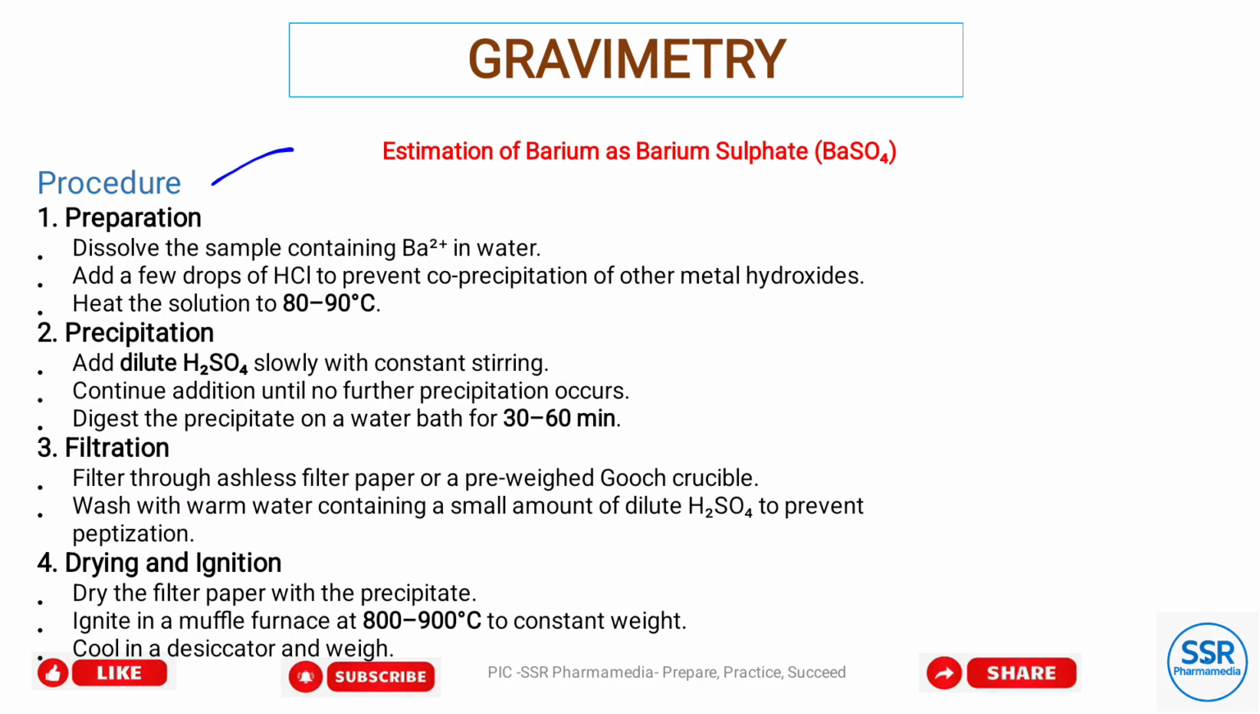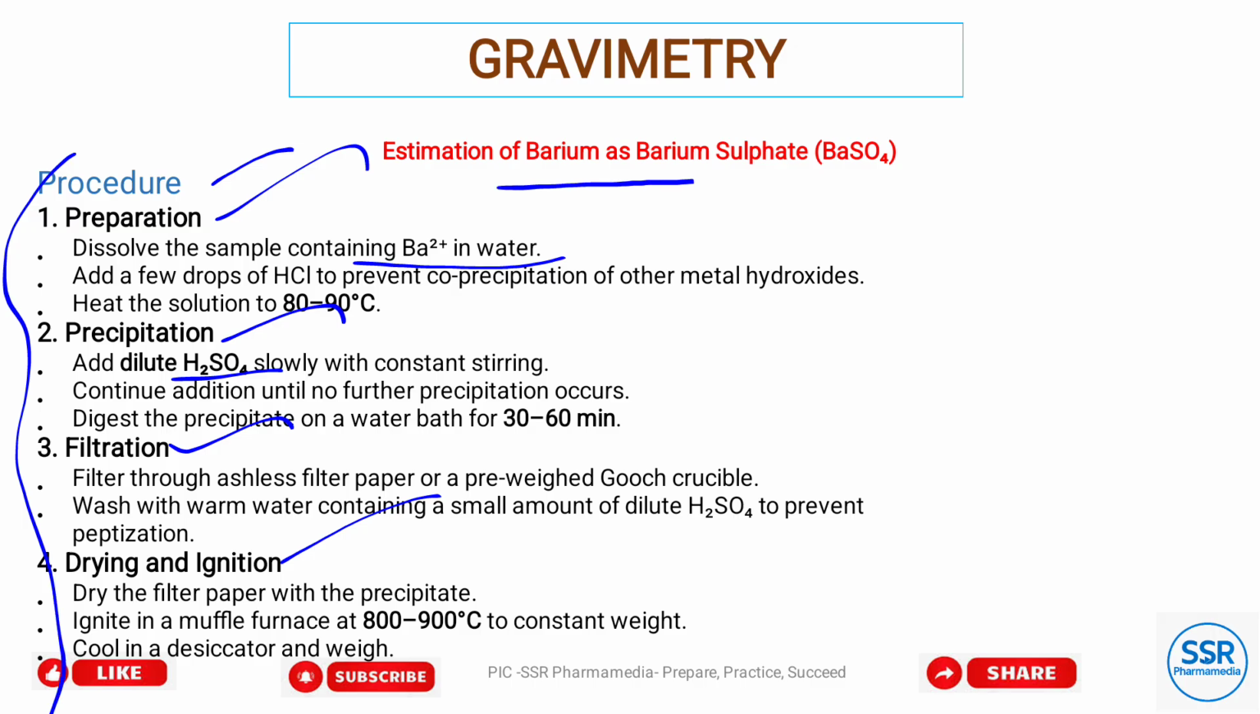This is the procedure. First, preparation of the sample by dissolving in water. Next is precipitation by adding sulfuric acid as the precipitating reagent, and next are the filtration step, drying and ignition. By following these procedures, we estimate barium as barium sulfate precipitate.